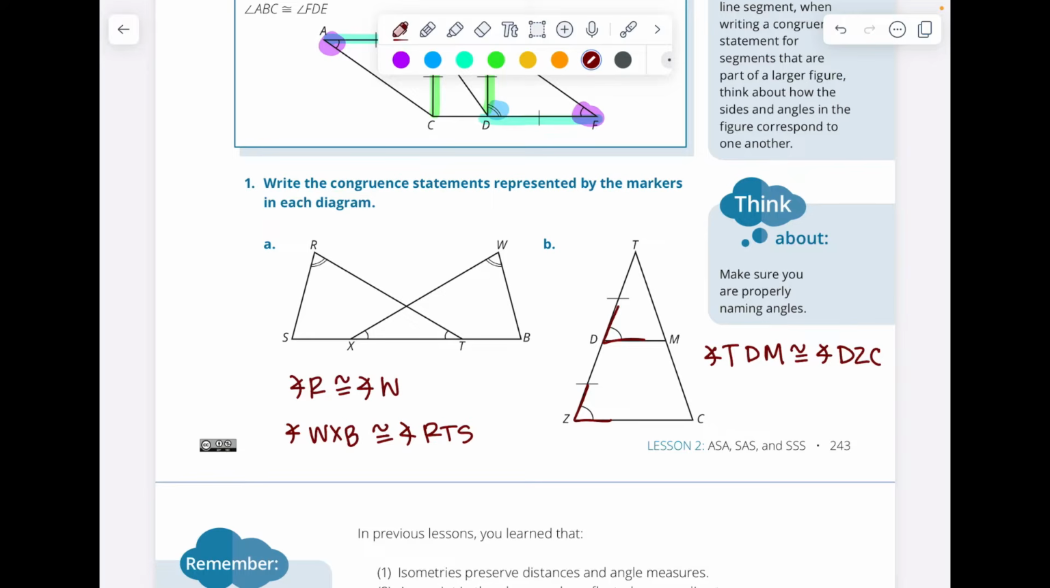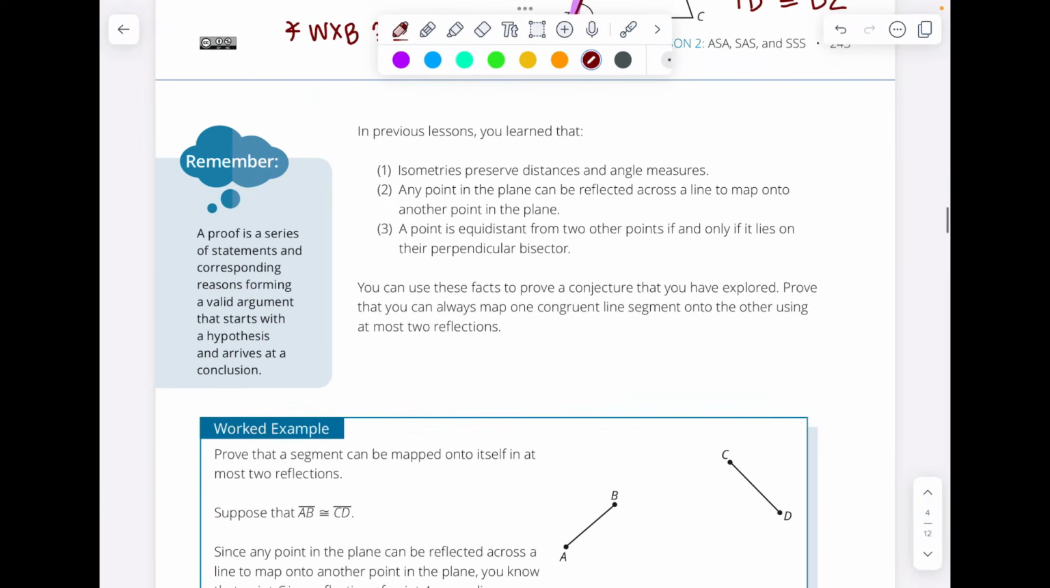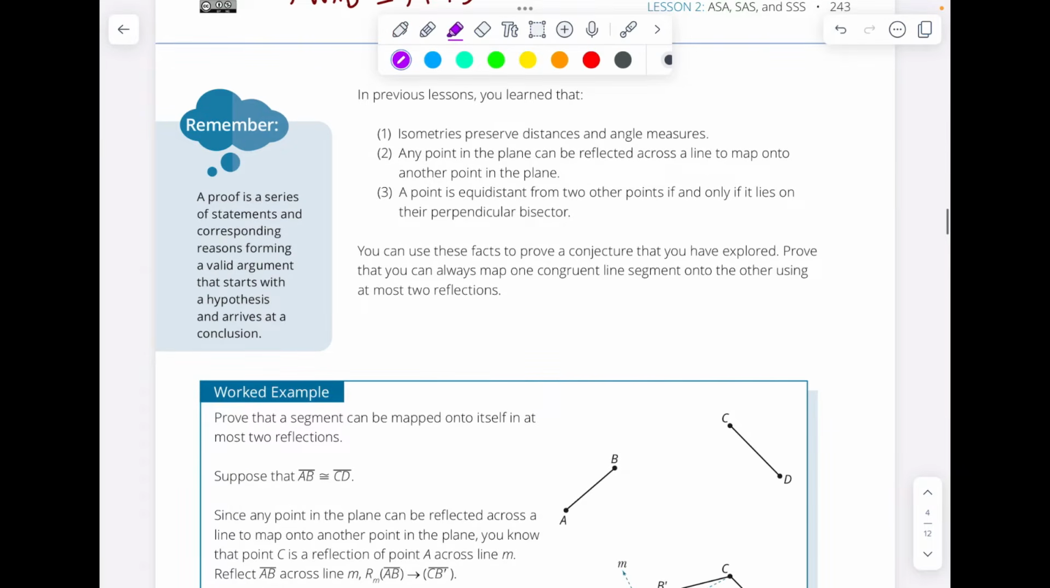And then these two sides here and here are congruent, so segment TD is congruent to segment DZ. And that's how we can use the markers. Next page. All right, so don't forget that isometries preserve distance and angles.